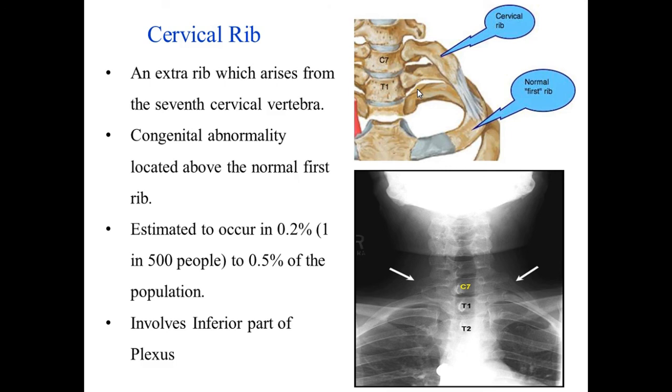In the initial stage, what is the treatment of the cervical rib? That is immobilization. Immobilization is applied by the cervical collar. In the initial stage, a soft cervical collar is applied. When it does not respond to the soft collar, a hard cervical collar is applied for 3 to 6 months. If the symptoms persist for a long time, then the cervical rib can be removed surgically.